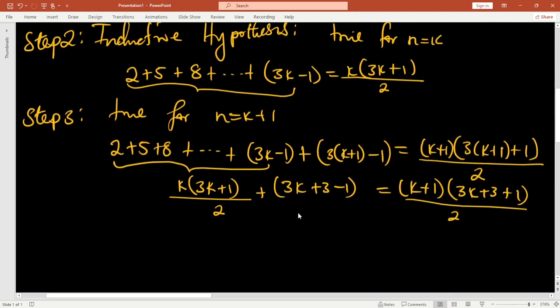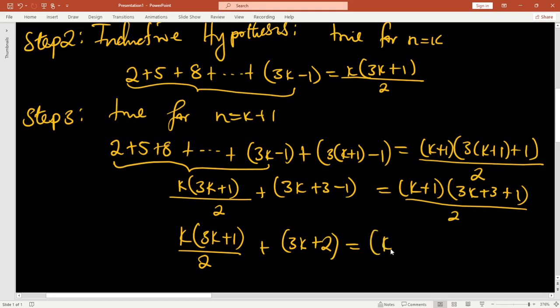So now, here we need to show that the left hand side is equal to the right hand side. So we just start simplifying both sides. If we factorize, we factorize. If we expand the brackets, we just expand the brackets there. So here we have k(3k + 1)/2 plus 3k, then 3 minus 1, we're going to get a 2 there. So plus 2 is equal to (k + 1). Then this side we're going to have (3k + 4)/2 like this here.